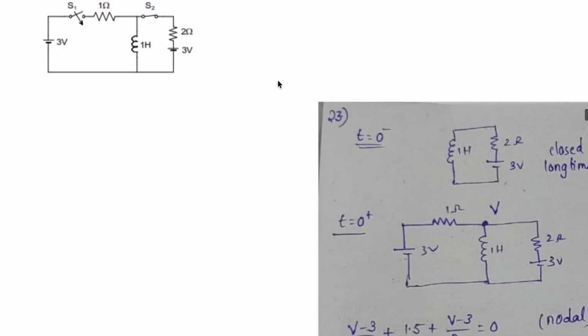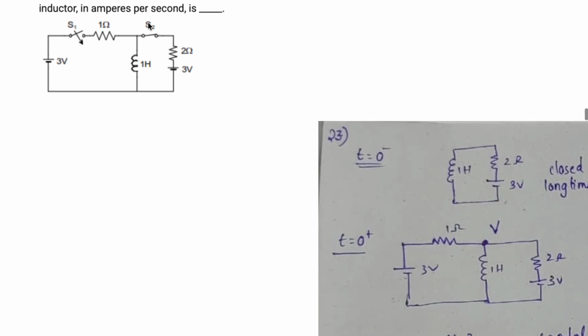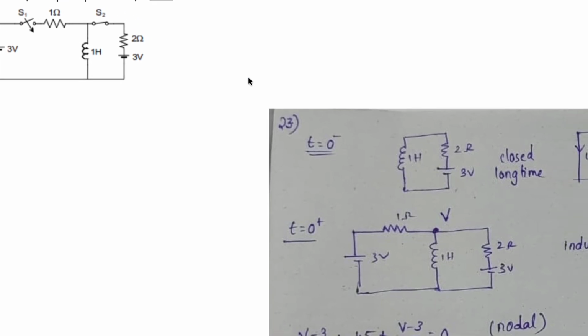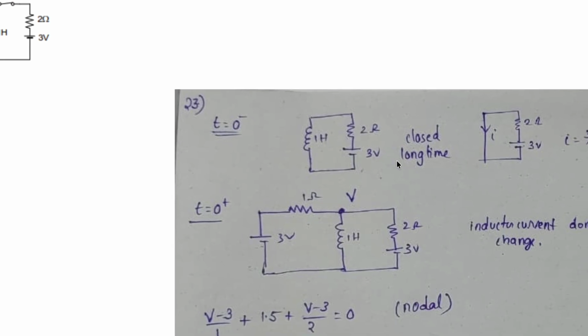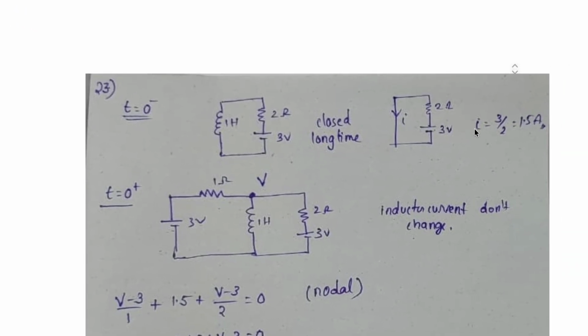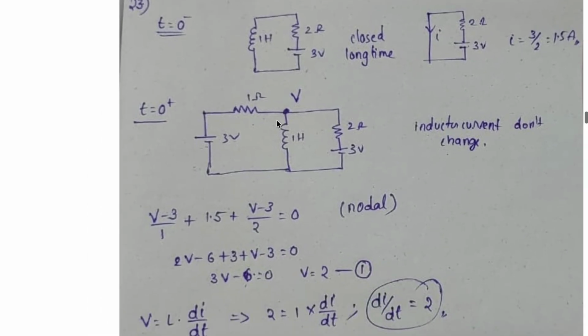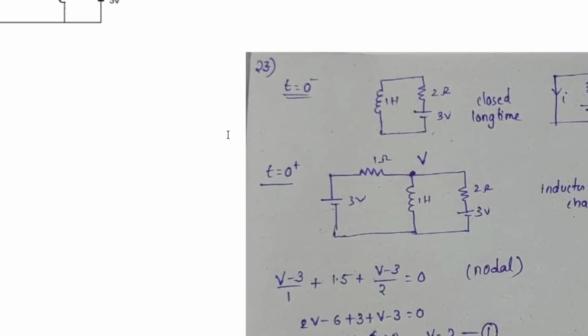See here, switch S1 is not connected and S2 has been connected for a very long time. For a long time we consider the inductor as a short circuit because it does not allow a change in the current. So by substituting the values, I is equal to 3 by 2, we get 1.5 amperes as the answer. Moving on to the next time interval, t is equal to 0 plus.